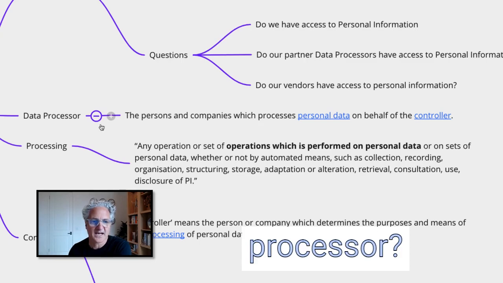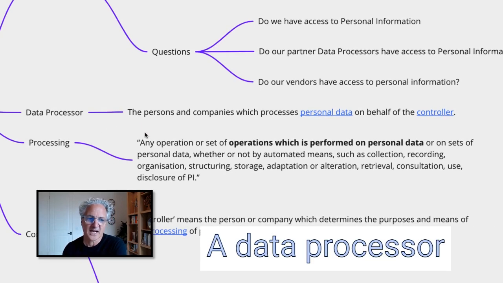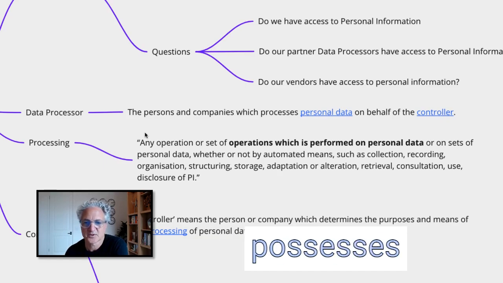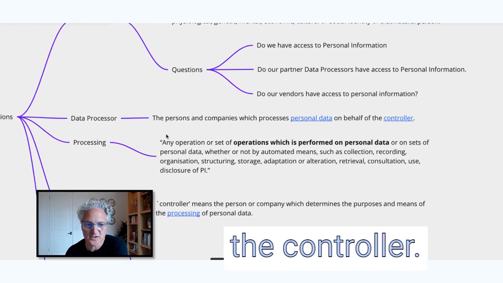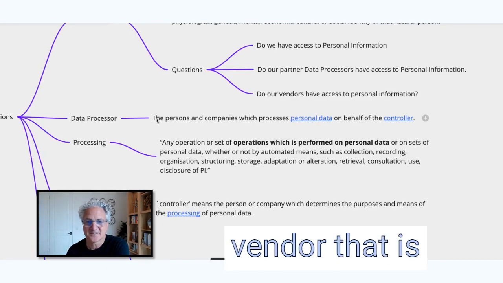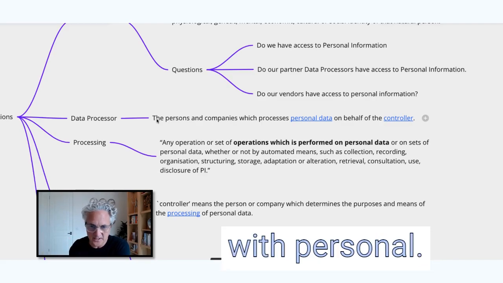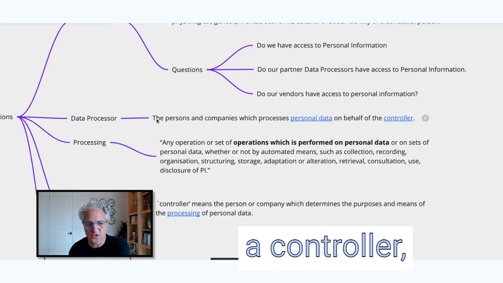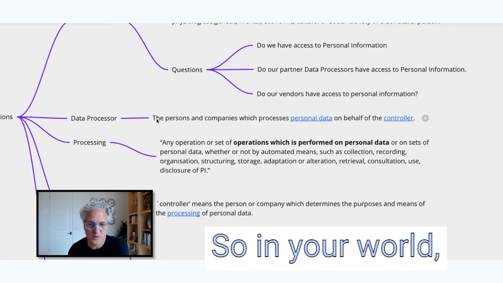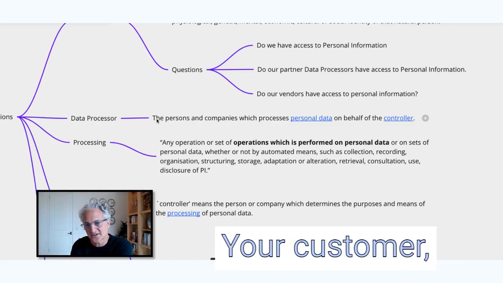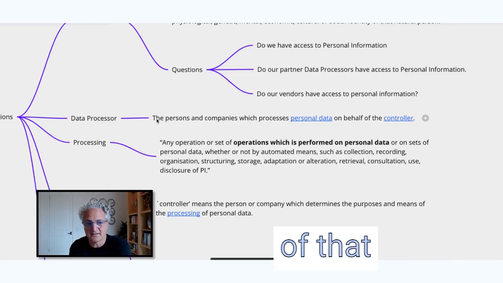What is a data processor? A data processor under the GDPR is a person or company which possesses personal data on behalf of the controller. A data processor is a company or vendor that is processing, which means dealing with, personal data on behalf of a controller. We're going to talk about that in a minute, which is potentially your customer. So in your world, you are a data processor. Your customer is the controller of that personal data.